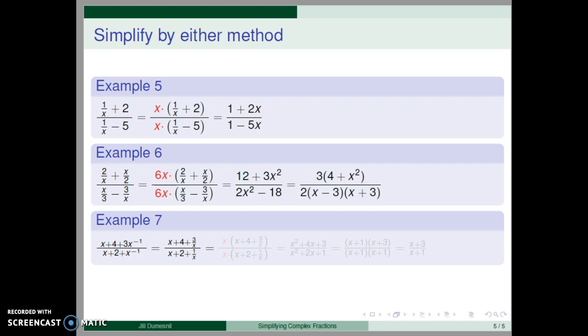Now the problem is similar to example 5 above. We multiply the complex fraction by x over x. We distribute x on the top and the bottom. Then factor both polynomials and cancel a factor of x plus 1. We get a reduced expression of x plus 3 over x plus 1.